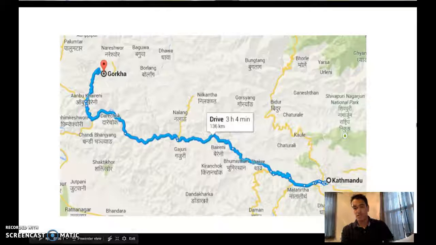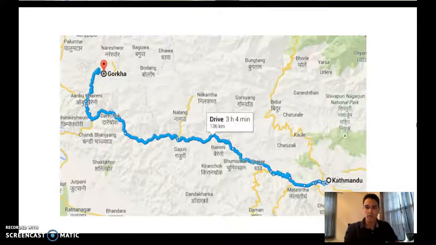My project is on the Gorkha earthquake which hit Nepal in 2015. May 1st, a 7-point magnitude earthquake hit the Gorkha region of Nepal. This was roughly 80 kilometers northwest of the capital city of Kathmandu. As you can see on this map above, it's roughly a 3-hour and 4-minute drive and 136 kilometers driving distance.